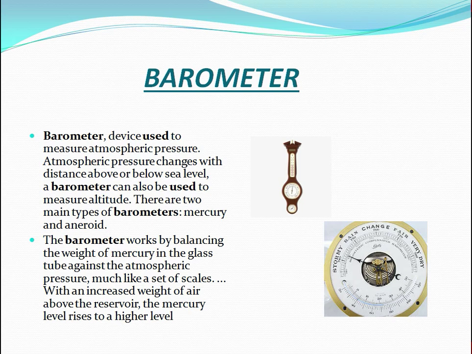In the mercury barometer, pressure is measured by the height of a column of mercury supported by the atmosphere, whereas in the aneroid barometer, the pressure is measured by a metallic diaphragm. The barometer works by balancing the weight of mercury in the glass tube against the atmospheric pressure, much like a set of scales, which you can see over here. With an increased weight of air above the reservoir, the mercury level rises to a higher level. So this is all about the barometer.